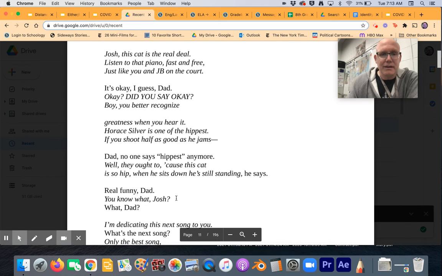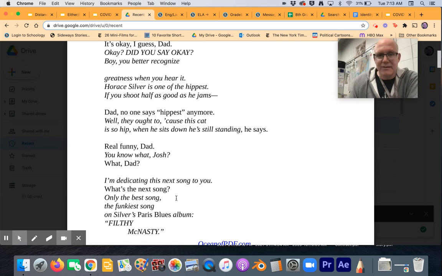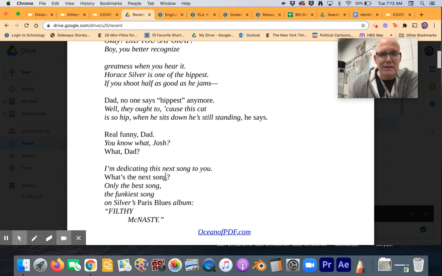"Real funny, Dad." "You know what, Josh?" "What, Dad?" "I'm dedicating this next song to you." "What's the next song?" "Only the best song, the funkiest song on Silver's Paris Blues album, Filthy McNasty."